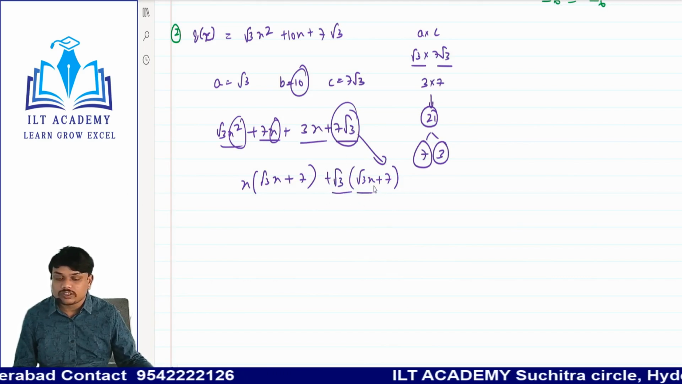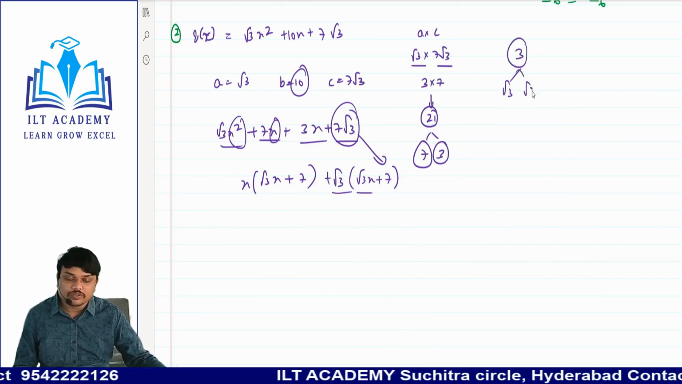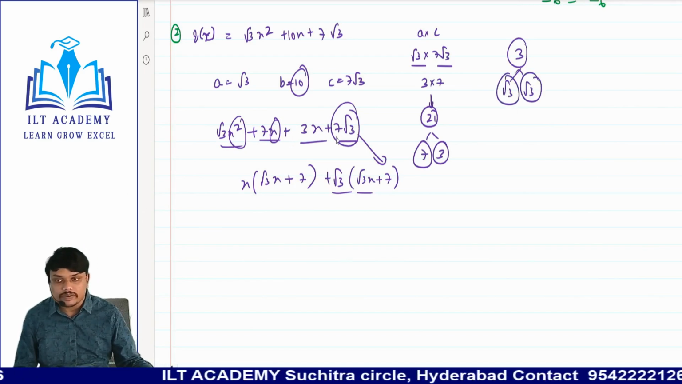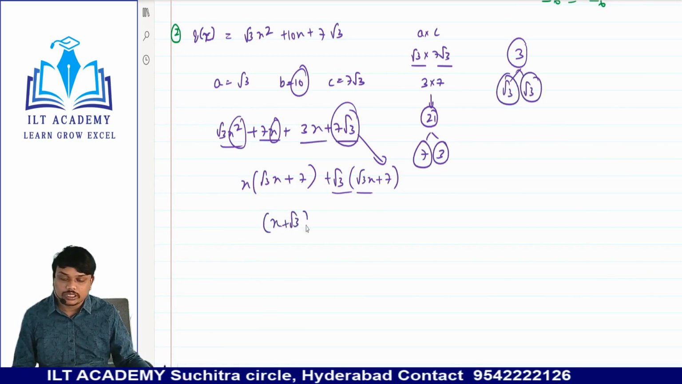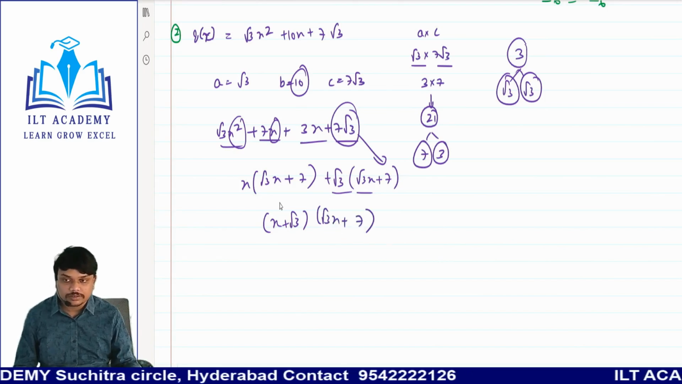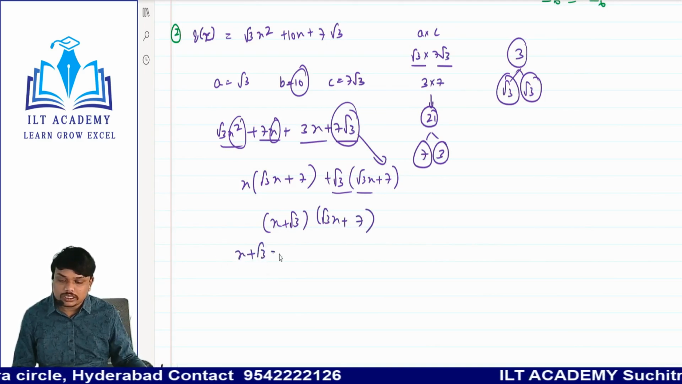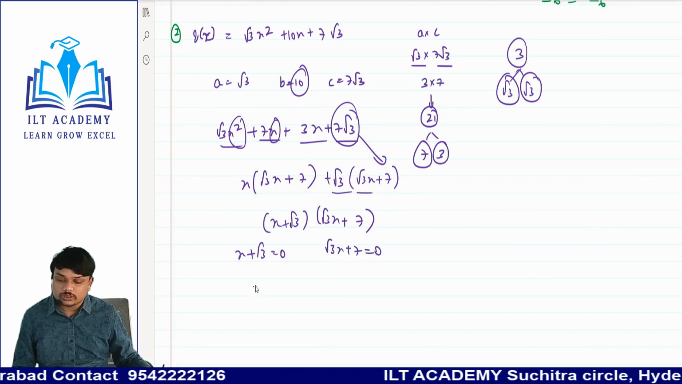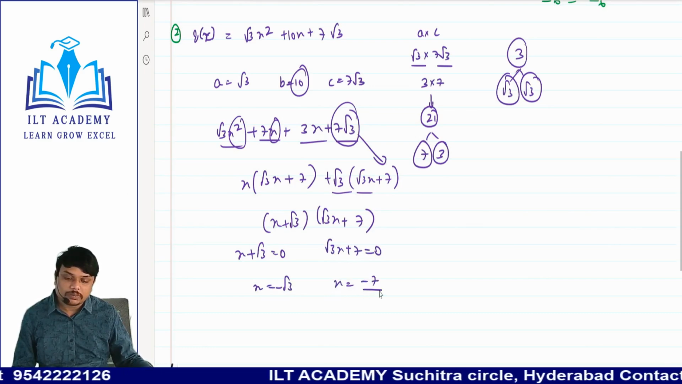Root 3 into root 3 is what? 3. So 3, how can it be split? 3 can be split into the form of root 3 into root 3. So 7 root 3 and 3x, root 3 is always common. Clear? So this can be written as x plus root 3 into under root 3x plus 7. Any doubts? No, right? So x plus root 3 is equal to 0, root 3 x plus 7 is equal to 0. So x is equal to minus root 3, x is equal to minus 7 by root 3.